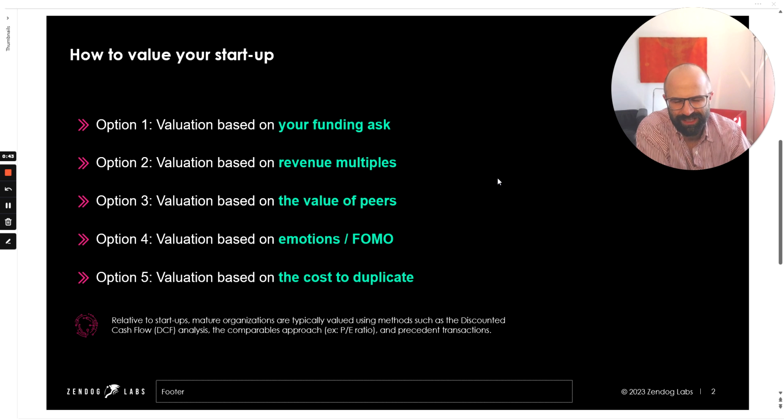So option number 1 is really valuing your business based on your funding ask. This kind of sounds intuitive, but especially in the earlier stages of startups like your pre-seed, seed, you don't have any fundamentals to point to or to use in order to make an assessment on what your valuation should be. So usually it's a function of here is the capital that we need in order to achieve milestones that will be significant enough for us to get ready for your next funding round. And if we sell a reasonable stake in our business, let's say anywhere from 15 to 25% of the business, that's what our valuation turns out to be.